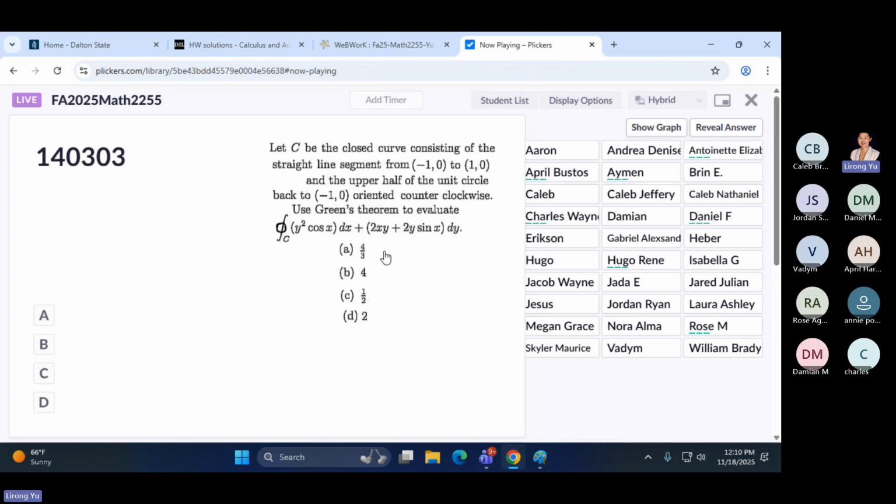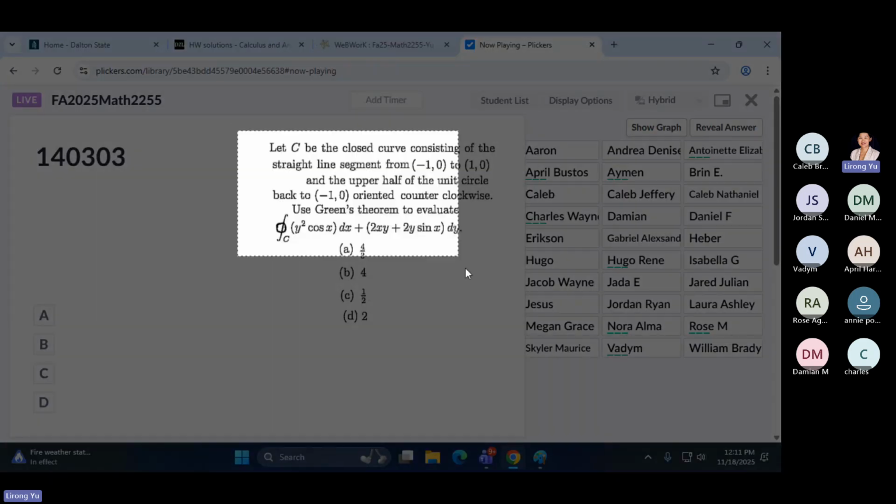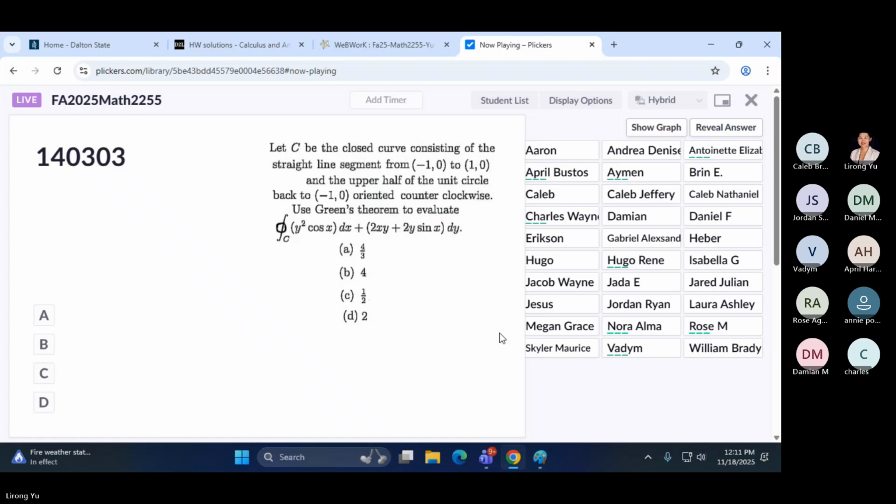C is a closed curve consisting of a straight line segment from (-1, 0) to (1, 0), and the upper half of the unit circle back to (-1, 0). So it's a closed curve: a straight line and then a half circle back to the original point. Using Green's theorem to evaluate this closed curve line integral, we can calculate the partial derivative subtraction. Try it yourself. I wonder if you're able to calculate it without too much involvement on my side.